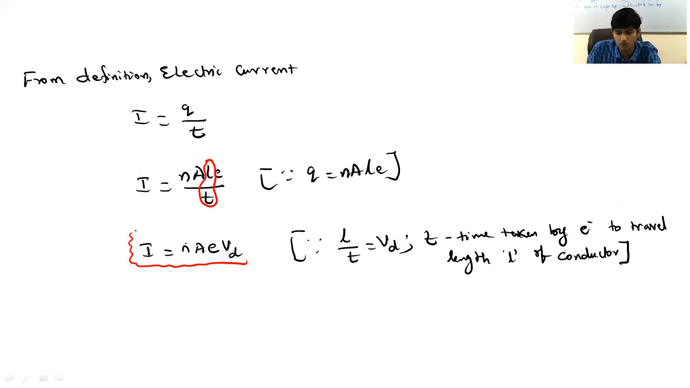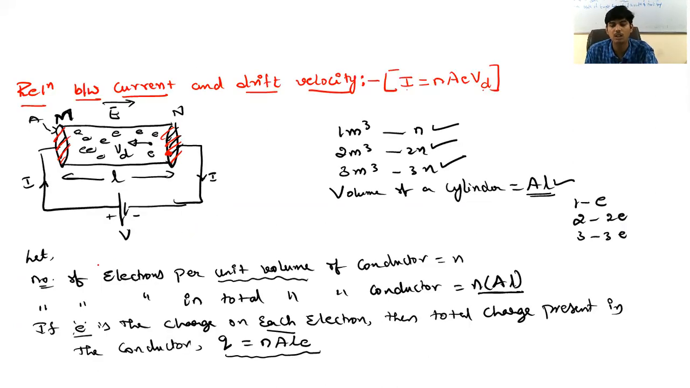I is equal to nAeVd. So in order to derive the relationship between current and drift velocity, what I have done is I have considered, or I have assumed, there are n number of electrons per unit volume of the conductor. Number of electrons per unit volume of conductor is n.